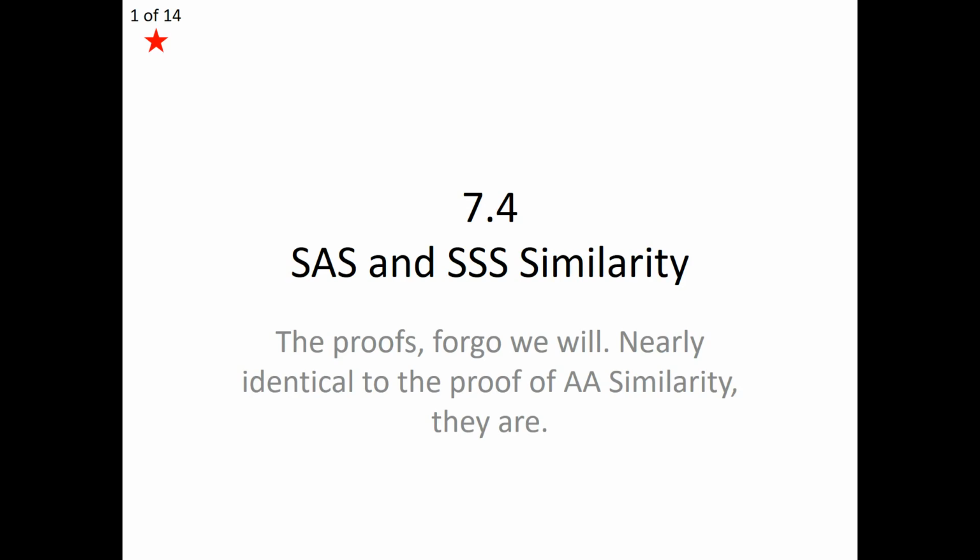Now, we are going to skip the proofs for these two theorems. As it turns out, they're nearly identical to the proof of the angle-angle similarity. What we would do is construct a third triangle such that it's similar to the first and congruent to the second, and then using our similarity congruence transitivity theorem, we could prove that the first and third are in fact similar to each other. So in my best Yoda voice, the proofs, forgo we will, nearly identical to the proof of angle-angle similarity. They are.